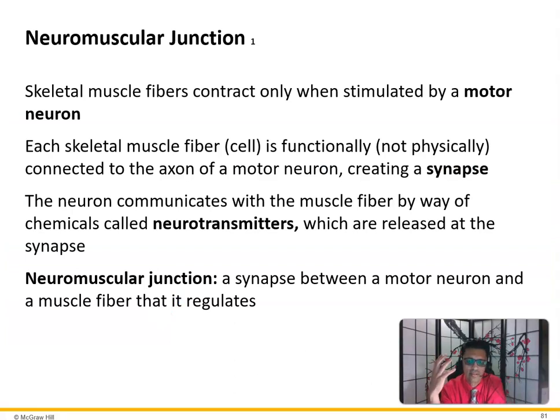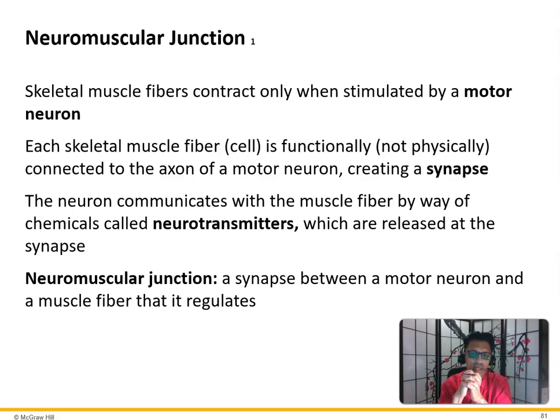Okay, so picking up where we left off, a little bit about the neuromuscular junction. Remember, now the brain needs to say that I need to contract a muscle. It's going to send a signal down the nerves. The skeletal muscle fiber contracts only when stimulated by the motor neurons. Each skeletal muscle fiber is functionally, not physically, connected, so there's a little bit of a gap to the axon of the motor neuron, creating a synapse.